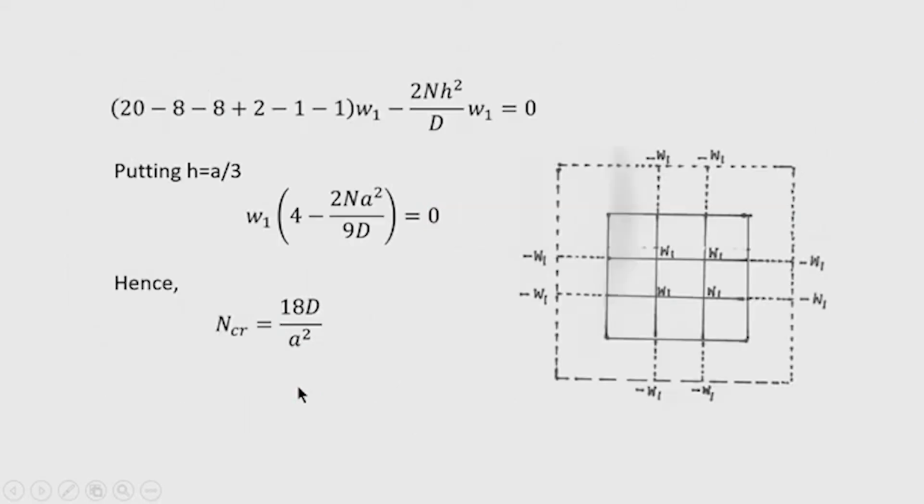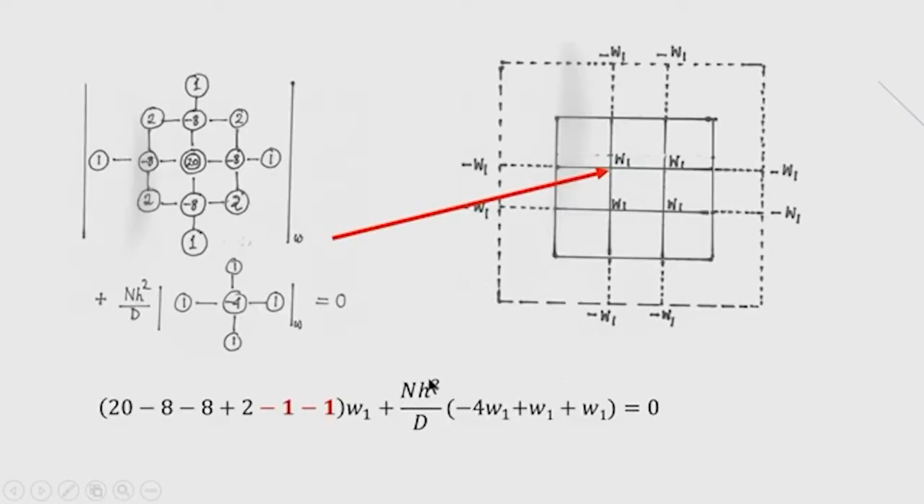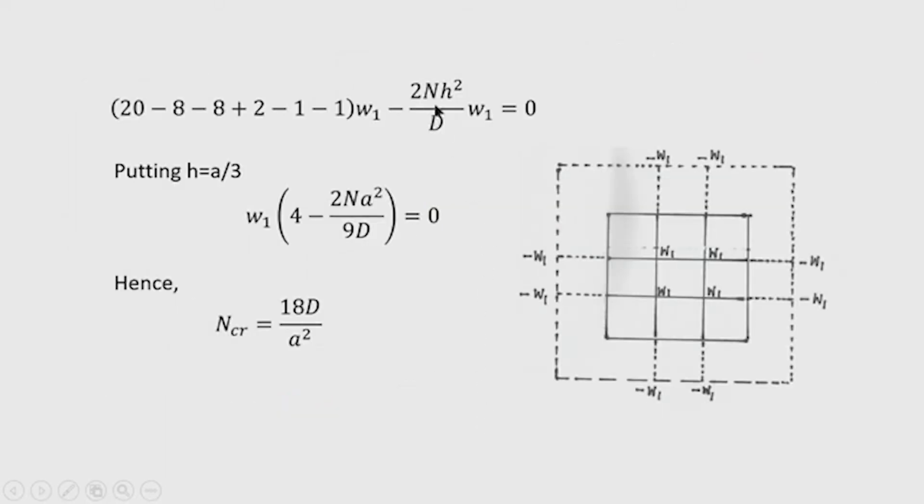After simplification, now we can write this, and putting 20 -8 plus 2 -1, if you simplify it, it will be -2 W1. Therefore, it is minus 2 W1 N A square by D. By putting H equal to A by 3, because we have divided the plate into 3 equal parts, we now write W1 into 4 minus 2 N A square by 9 D equal to 0. Therefore, the critical load for buckling now becomes 18 D by A square.